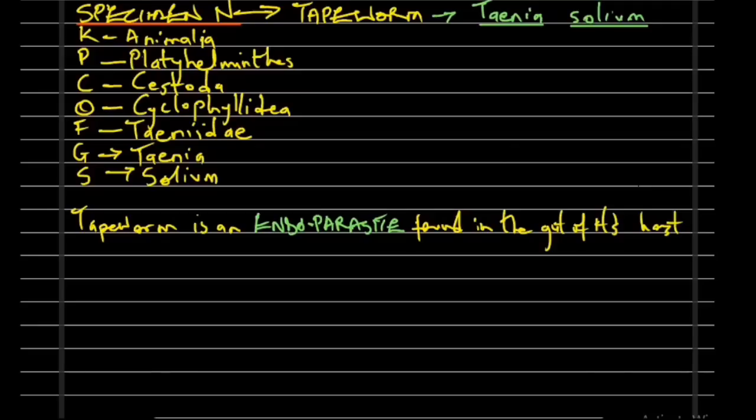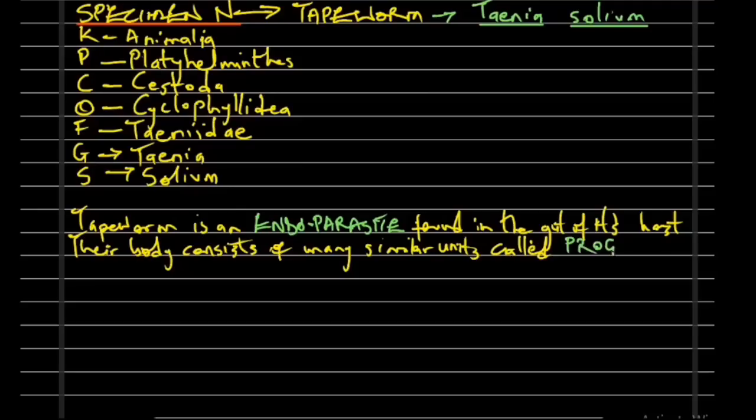Their body consists of many similar units known as the proglottis. Their body consists of many similar units called the proglottis. Now, it is very important, and that is why I am highlighting all of this. It is called the proglottis.